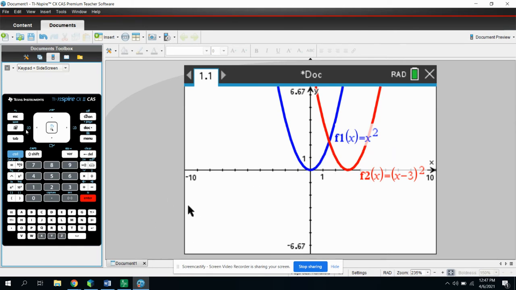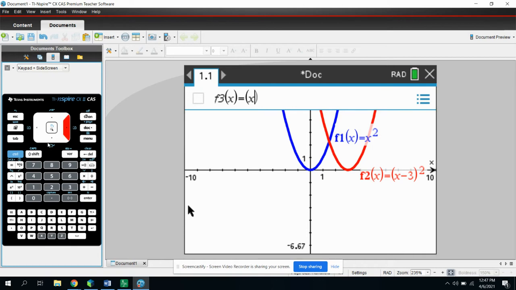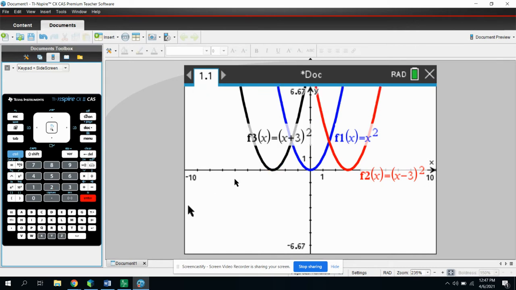Okay, so what would happen if we had x and we plugged in a negative 3? That would make it x minus 3, which is actually x plus 3. Based on what we just said, if we raise this up to the second power, it should move it 3 to the left. So inside, it moves it the opposite way you would think.